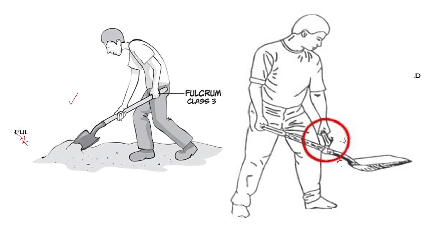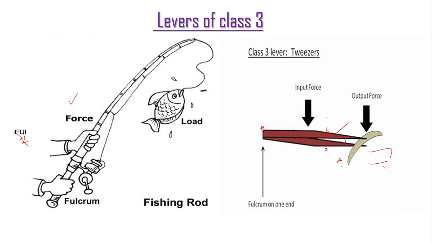Other examples would be this spade. Again, this is the fulcrum. This is your load. Whatever you're lifting would be your load, and this part would be your effort. You will be lifting. So there is a handle been given over here. So you'll be lifting it with this. So here, this is your effort. So you're putting effort in the center of fulcrum and load. This is a lever of class 3.